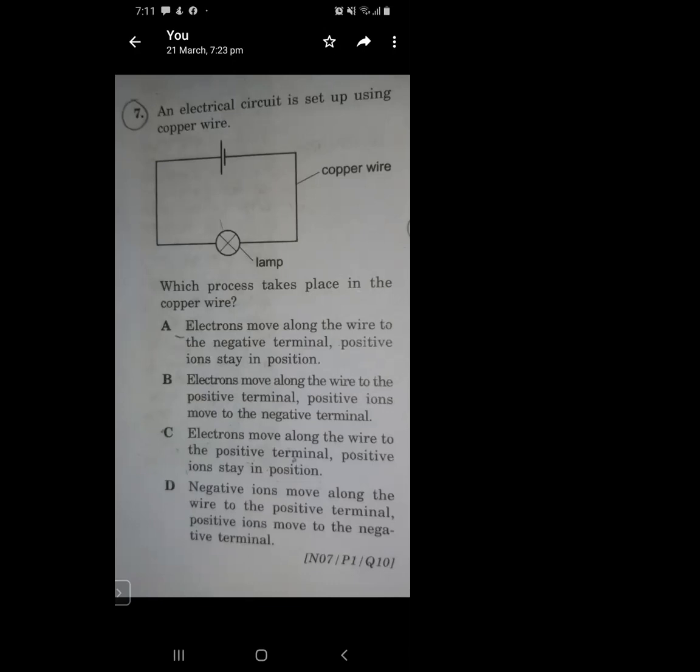C, electrons move along the wire to the positive terminal. Yes. Positive ions stay in position. There are no positive ions. D, negative ions move along the wire to the positive terminal. Wait.